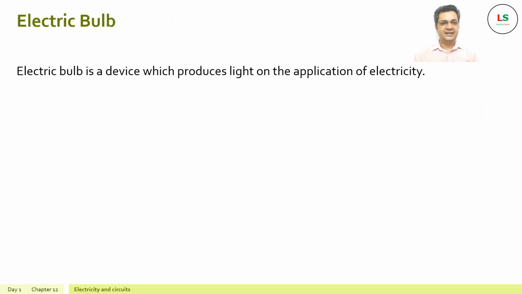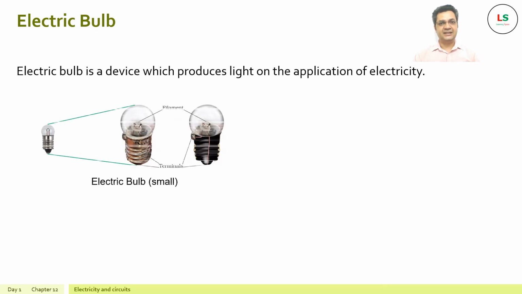Electric bulb. An electric bulb is a device which produces light on the application of electricity. It is also known as a light bulb and contains a filament kept inside a glass case. This filament produces light and heat energy on the passage of electricity. It is supported by two thick wires, one of which is connected to the metal case and the other to the base of the bulb. These two form the terminals of the bulb.